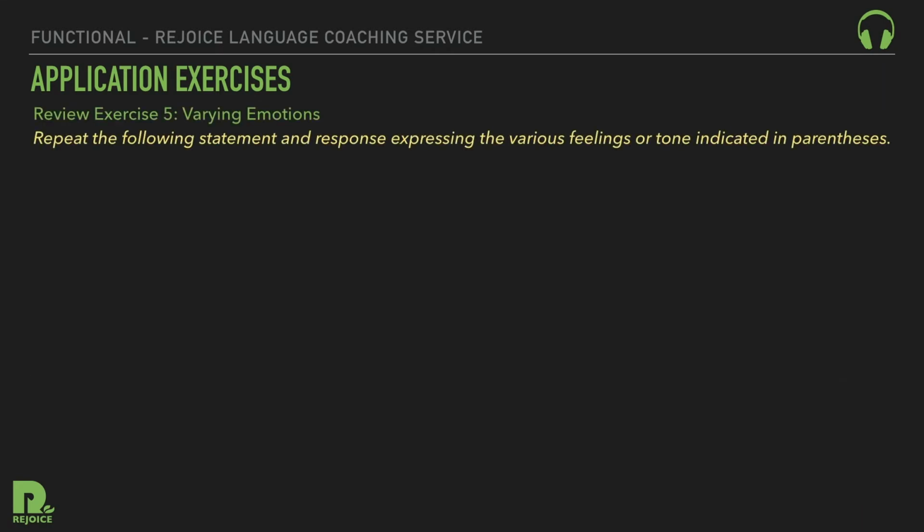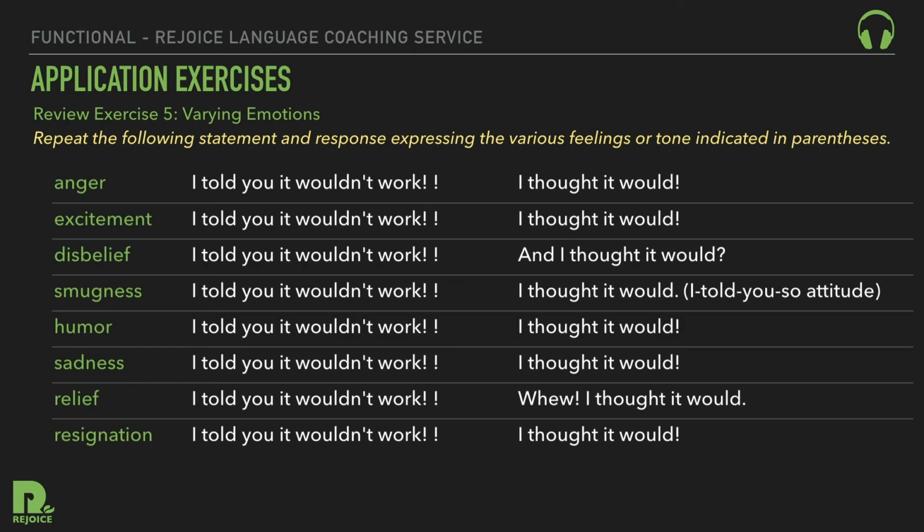Review Exercise 6. Varying emotions. Repeat the following statement and response expressing the various feelings or tone indicated in parentheses. Anger. I told you it wouldn't work. I thought it would. Excitement. I told you it wouldn't work. I thought it would. Disbelief. I told you it wouldn't work. And I thought it would.